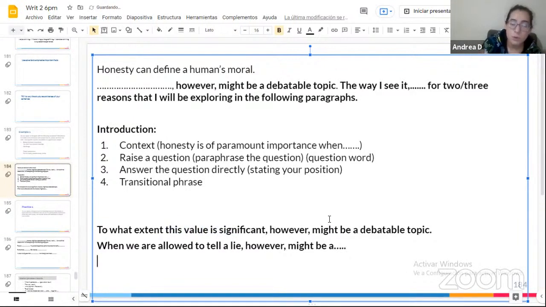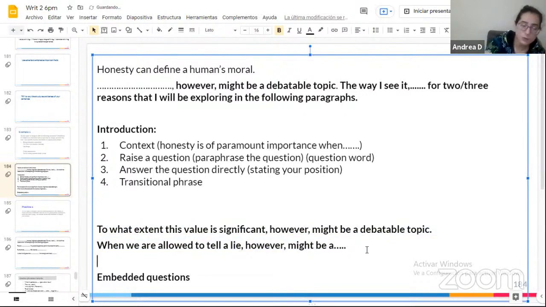So if you want to check some grammar, you can check this out. Embedded questions, because this is what this is, okay? It's a question inside a sentence. So if you're not so sure how this works, you can check this grammar. So does it make sense? Do you know what I mean here?